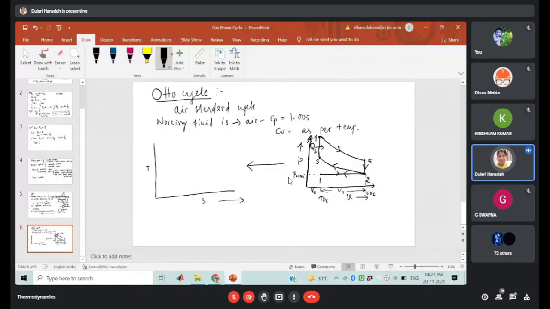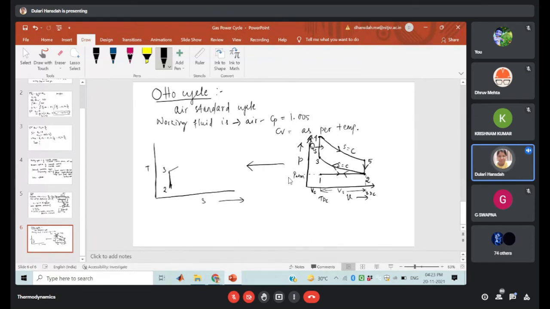In this case, the compression process is a reversible adiabatic process, and the expansion process is also a reversible adiabatic process. Reversible adiabatic means here your entropy is constant. So the first process is reversible adiabatic, meaning entropy is constant. I'm going to draw it here. The 2 to 3 process, right?